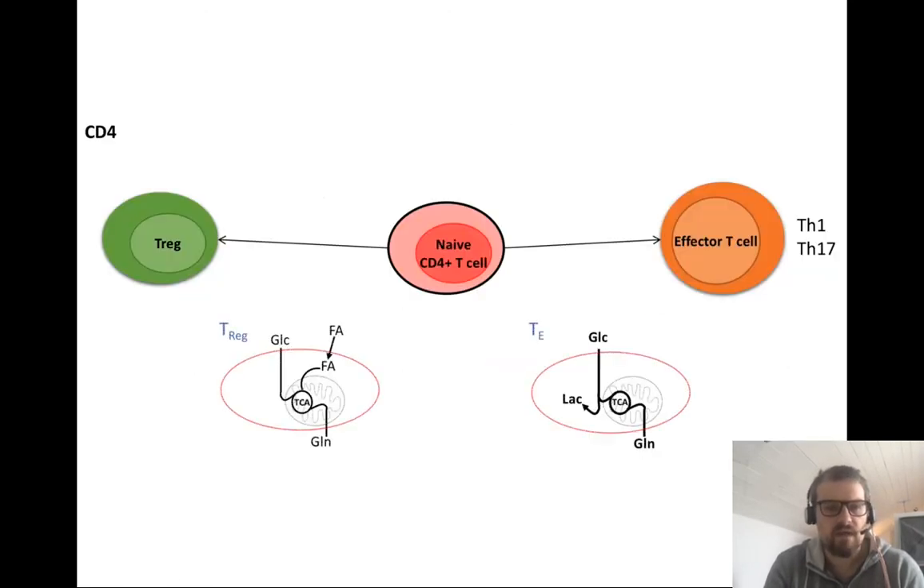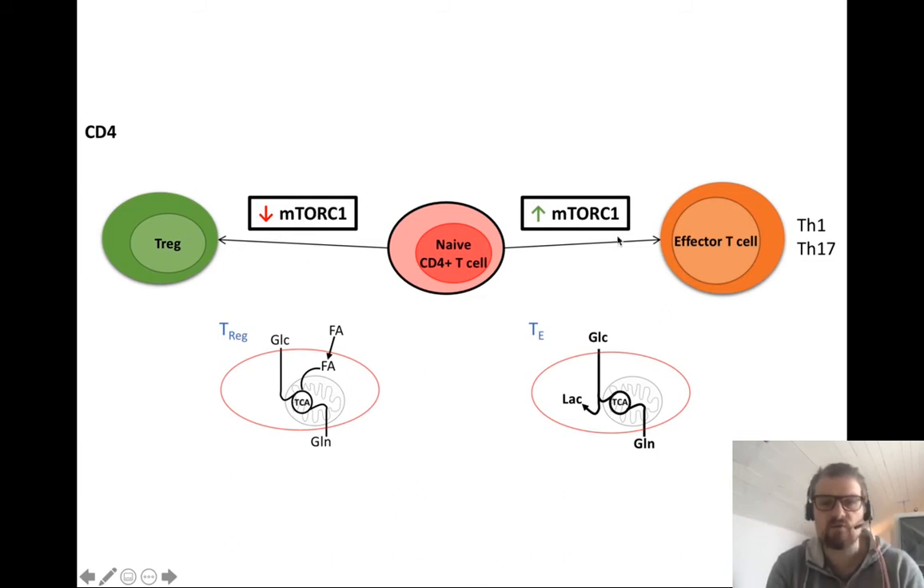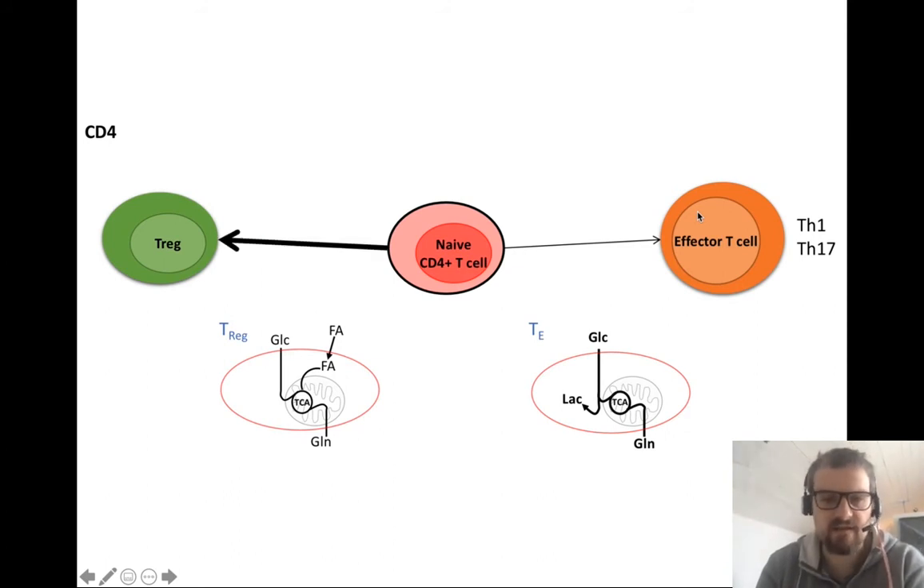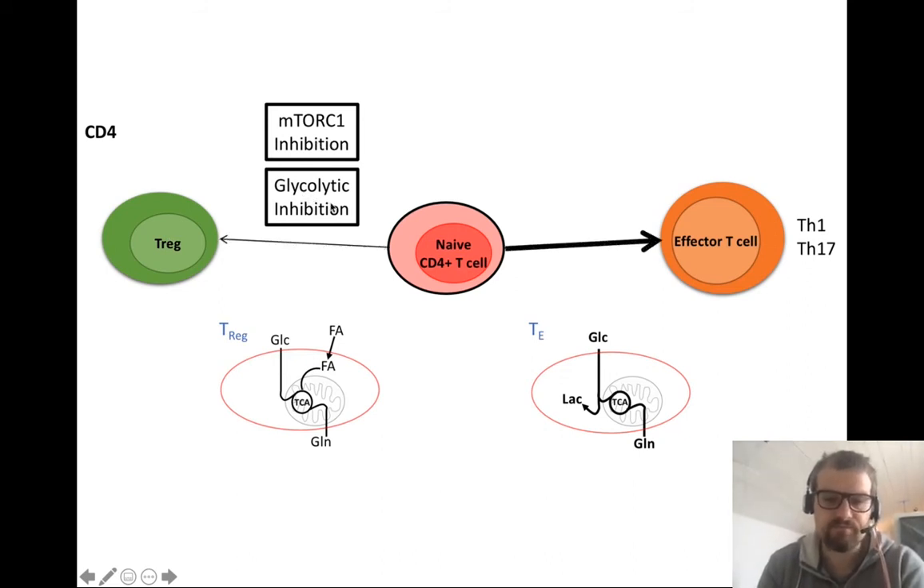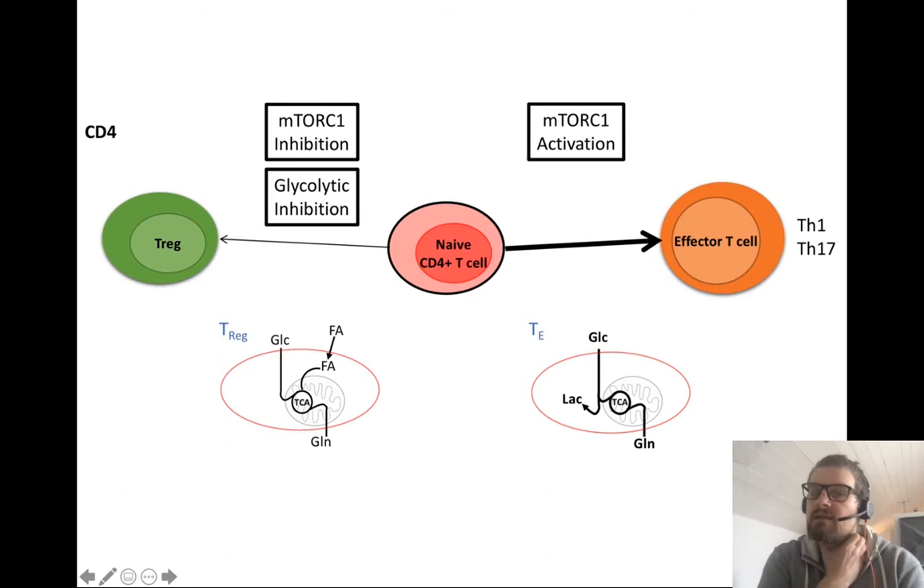So again, in general, if you have low mTOR, you favor Tregs. If you have high mTOR, you favor effector T cells. So you can promote Treg differentiation by inhibiting mTOR, or also by inhibiting glycolysis, whereas you can promote effector T cells through mechanisms that activate mTOR. So again, there's a key balance here between metabolic signaling, cellular metabolism, and CD4 T cell differentiation.